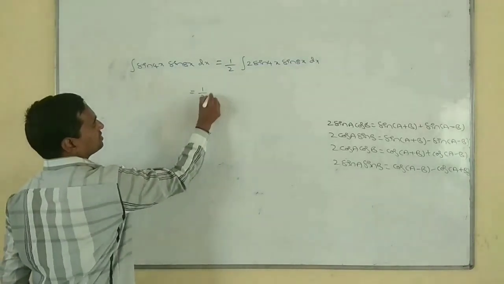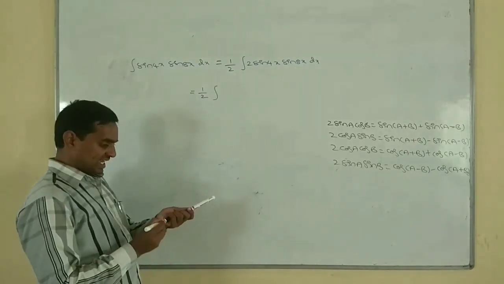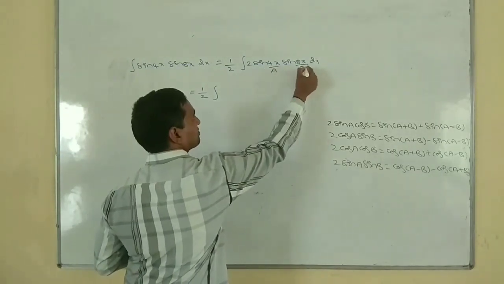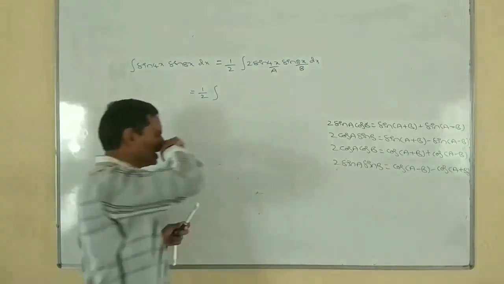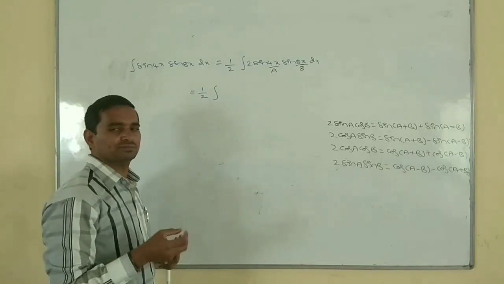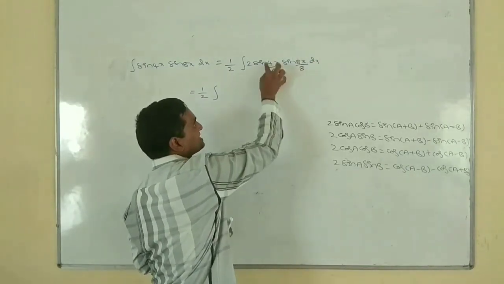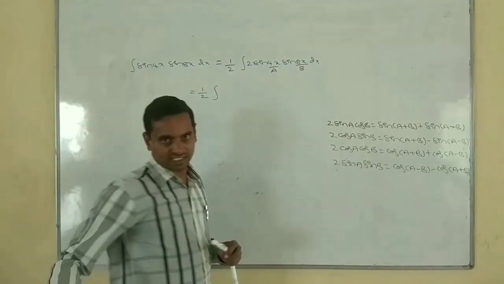Now this is A, this is B. For this type of problem, most of the time, it is better to take the highest angle as A and the least angle as B. Then you get it easily.